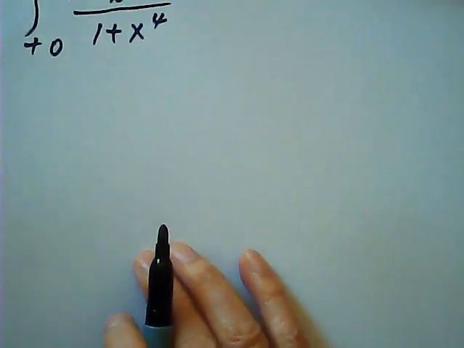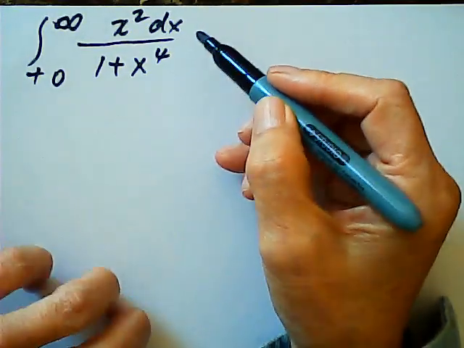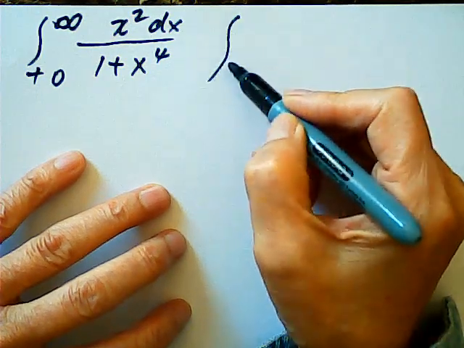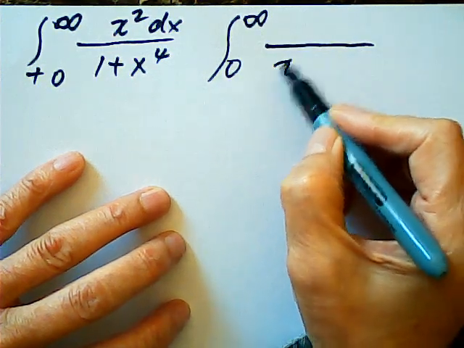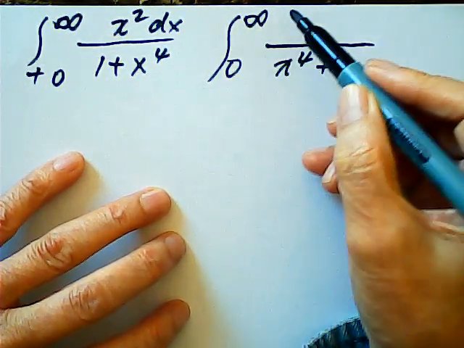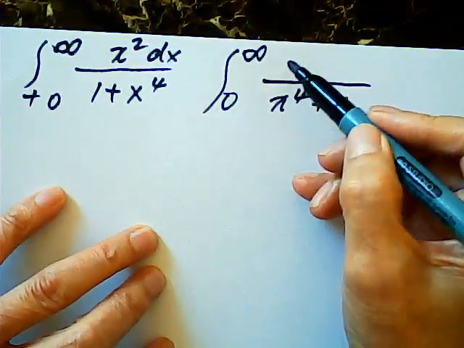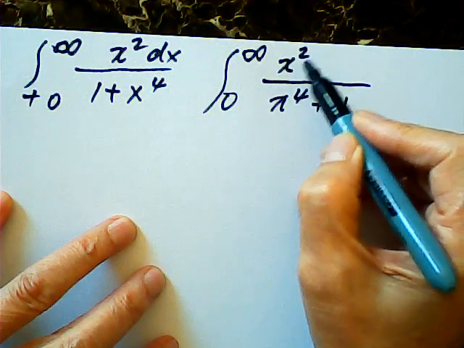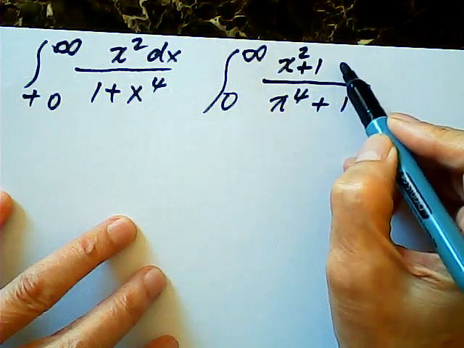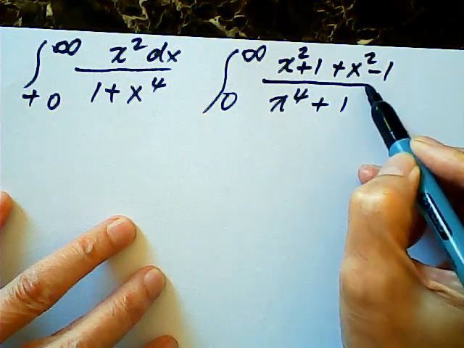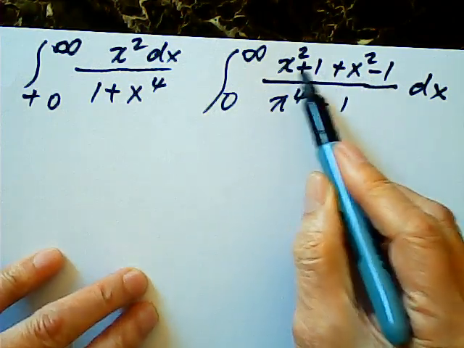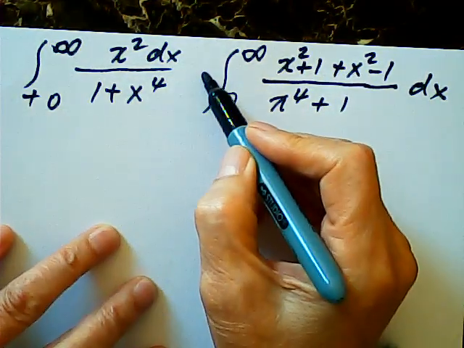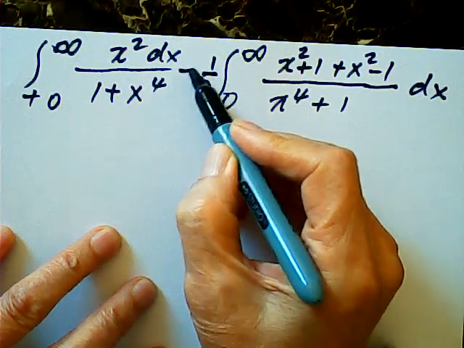Okay, the second method. I start with the integral from 0 to infinity of this one, over x fourth plus 1. Then the numerator is x squared plus 1 plus x squared minus 1. In that case, I will have a 2x squared on top, right? So I divide by 2, then equal signs back.